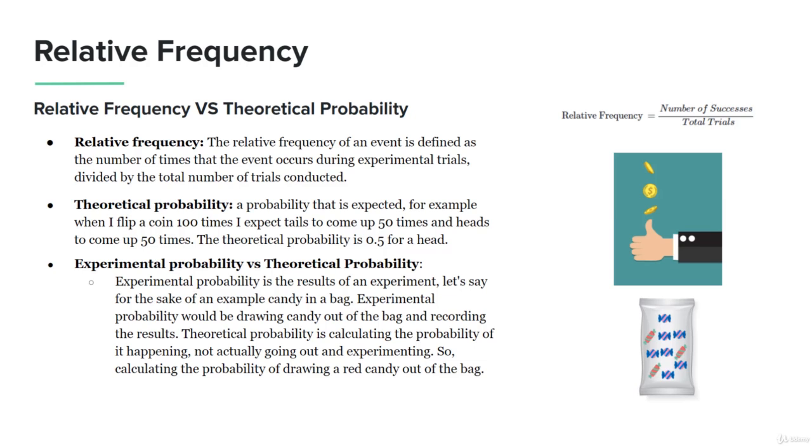So by now, you should have an understanding of what these two are, relative frequency versus theoretical probability. With theoretical probability we're working with theory; we don't know yet, we're just making an estimation. The relative frequency is what we're using based on an actual formula. So that's going to be it for relative frequency, and we'll see you on the next one.